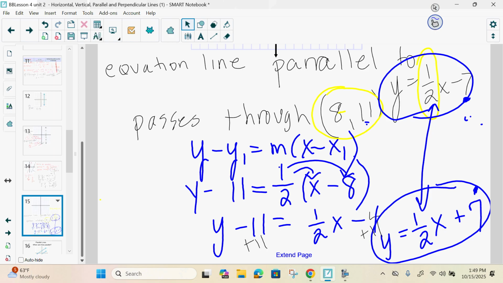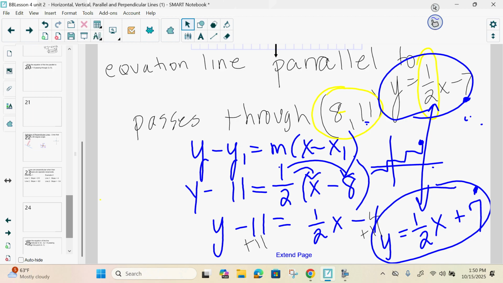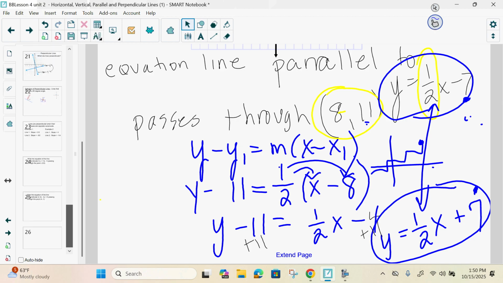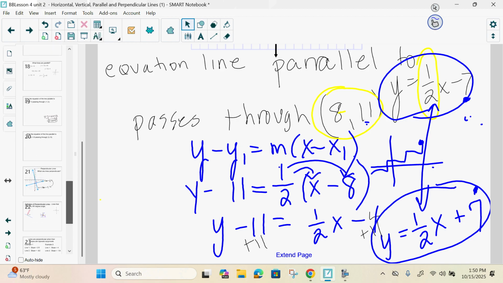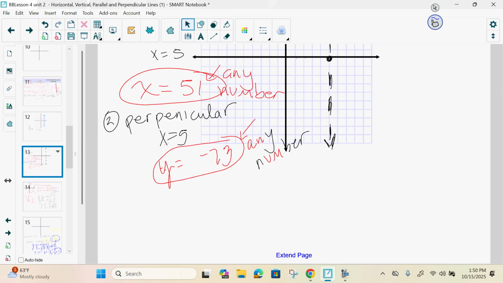So Manny's trying to do it visually, right? What I think he's trying to do is start at (8, 11) and then rise over run, rise over run, and see where you intercept. That's a more upgraded way. All right, let's do our perpendicular one then. I need one more graph. I kind of did it out of order, so I'll use this one.